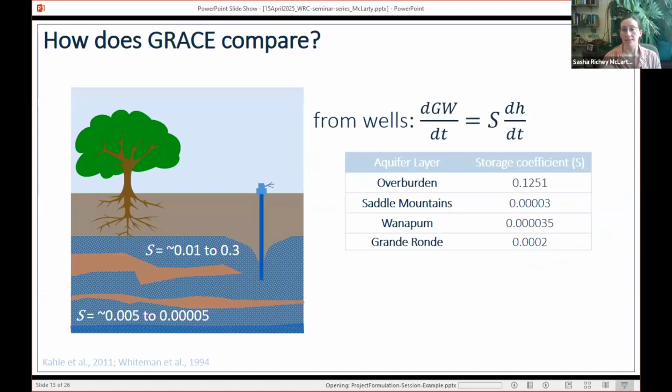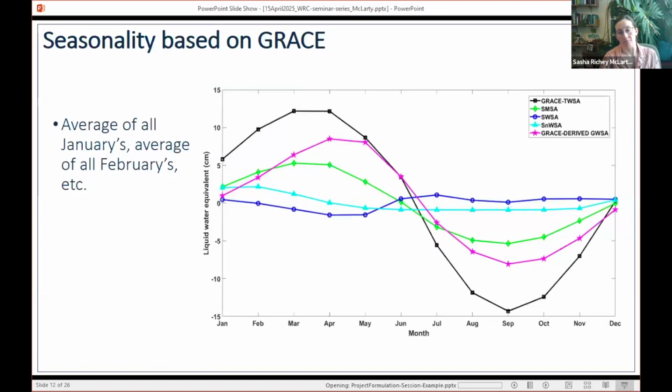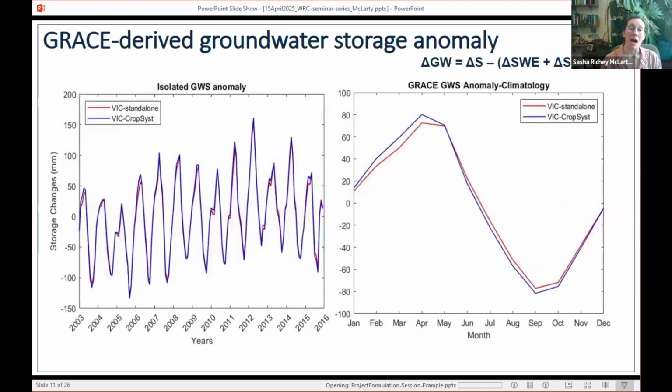So then the question is, how... it's great. We can make a figure. If you have data, if you have numbers, you can make a figure about anything. But really the question is, how do these groundwater storage anomalies derived from GRACE compare to observations?